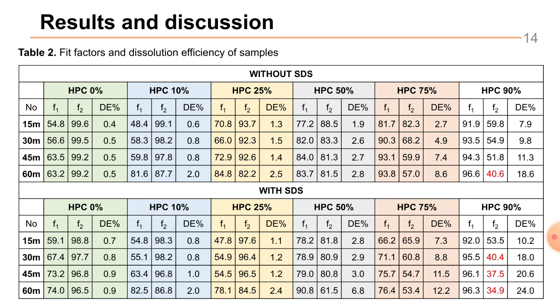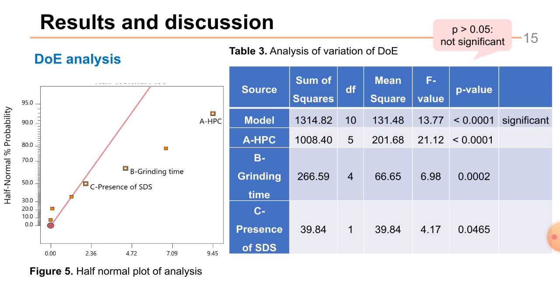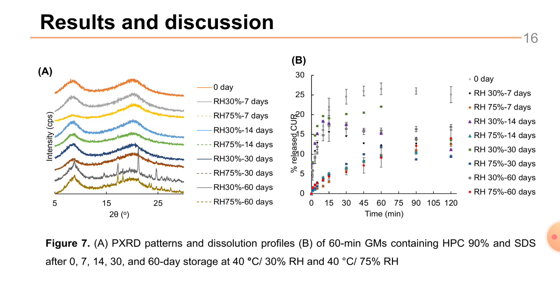The DE was in the range 0.4 to 24 and was submitted into DOE as output data. In the half-normal plot, HPC, grinding time, and presence of SDS are shown on the right-hand side of the red line, referring to their positive effects on the response. The distances to the red line indicated that the influence of HPC was much higher than that of grinding time and presence of SDS. The model p-value less than 0.05 shows significance.